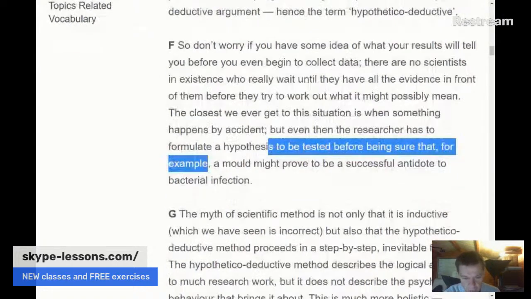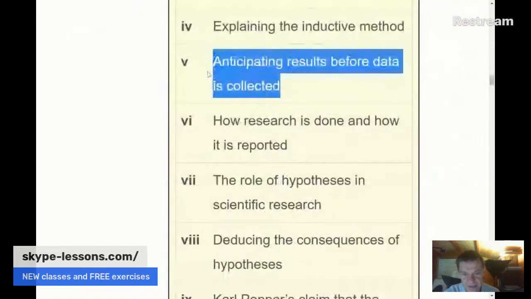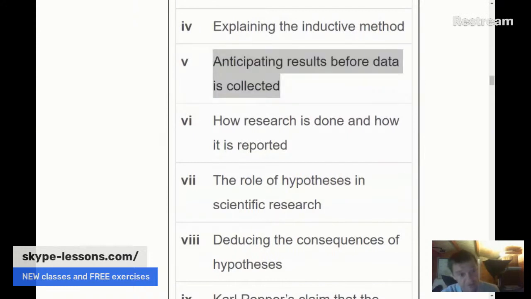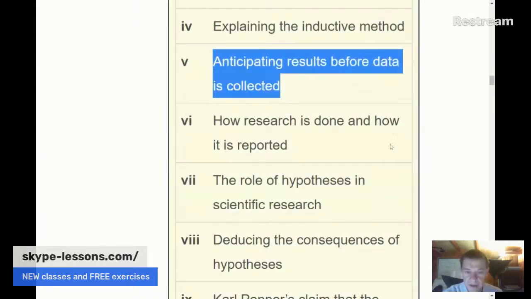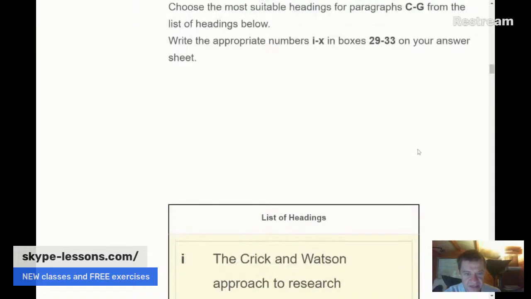Okay, so the whole of F seems to be anticipating results before data is collected, because it even finishes on that story about Alexander Fleming where it was an accident. But even with an accident like that, he had to create a hypothesis to anticipate results before he did the new experiment to prove that penicillin certainly does fight off bacterial infection. Okay, so that's D for 5, and then we're left with the last one, which is G.